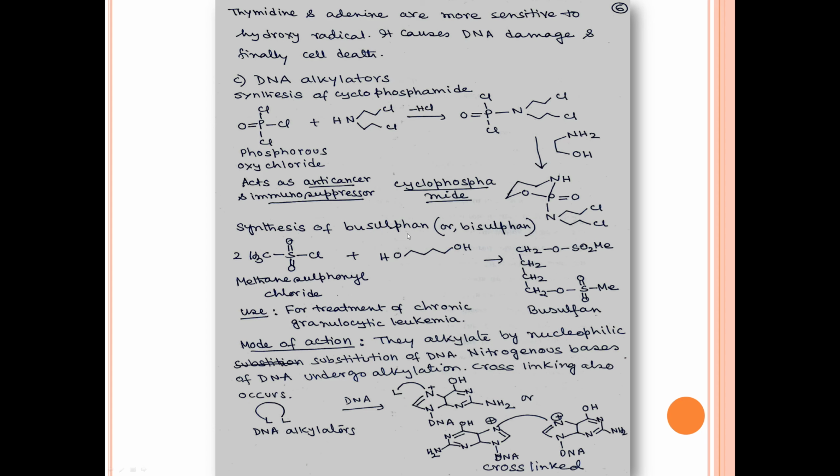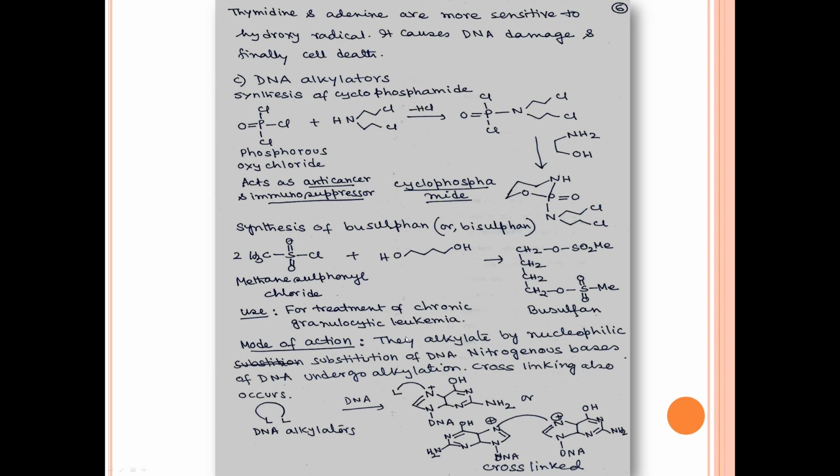Another one is busulfan. Busulfan synthesis starts with methane sulfonyl chloride, and here there is a dihydroxy compound. The two OHs are separated by 1, 2, 3, 4 carbons. The two OHs will undergo the reaction with two molecules of methane sulfonyl chloride, and two molecules of HCl will go. This is used for the treatment of chronic granulocytic leukemia. Leukemia means some kind of blood cancer.